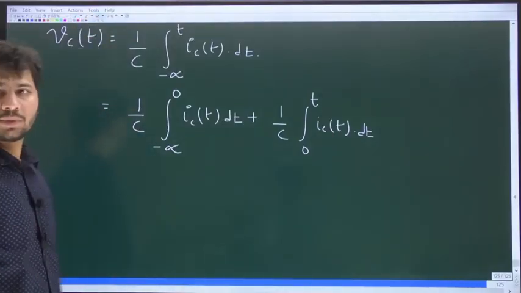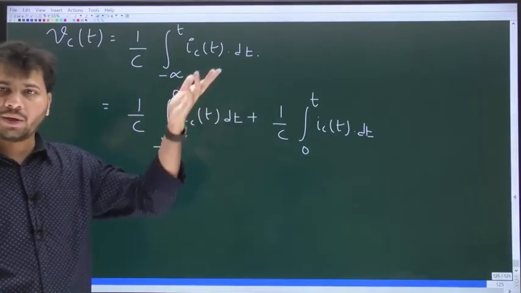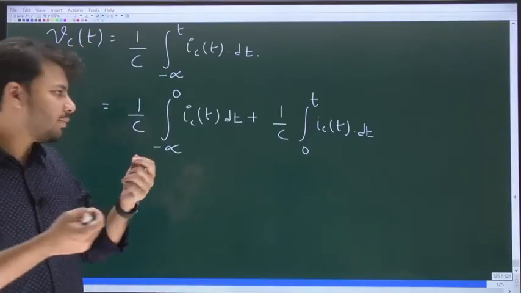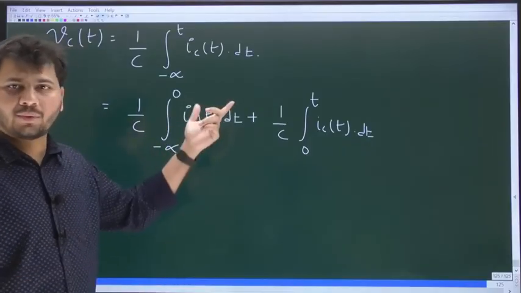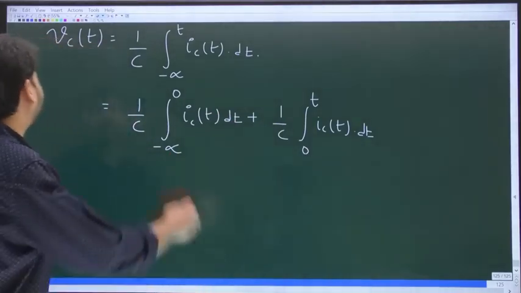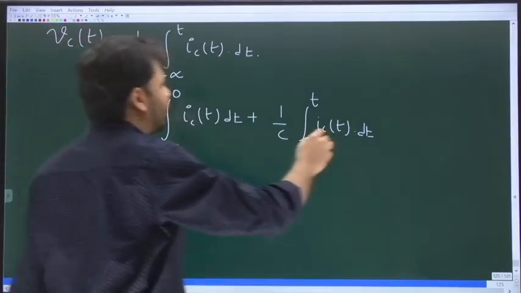Do you agree with this? Integration from minus infinity to t has been broken down into what? Two separate integrals. One from minus infinity up to 0, another from 0 up to t. So it is like this. Let me show the timeline.